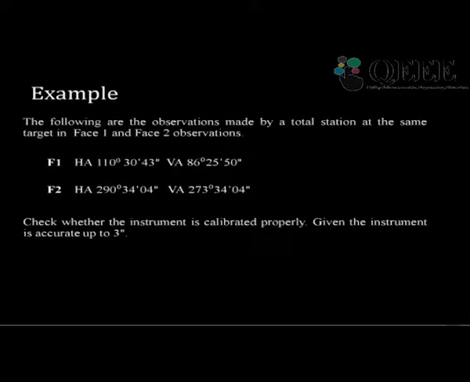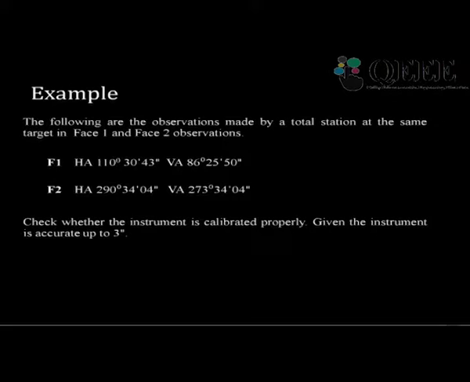I will illustrate this with a simple example. You can see here the following observations made by a total station at the same target, face 1 and face 2. The first observation from your instrument station is called face 1, that is F1 measurements. The horizontal angle is this much and the vertical angle is this much. Now you rotate the instrument horizontally 180 degrees and then vertically 180 degrees, and the instrument will again orient towards the target station. Now note down the horizontal and vertical angles. These angles are called F2, the face 2 angles.